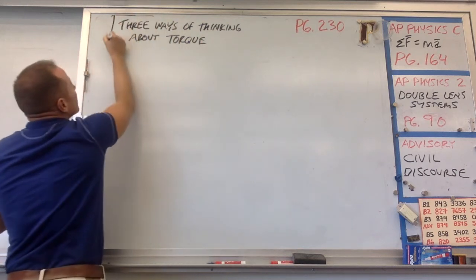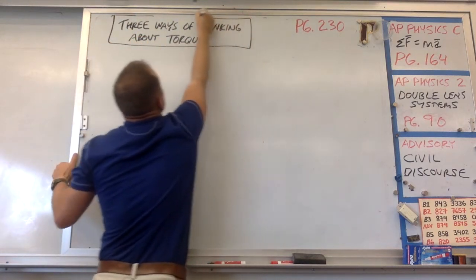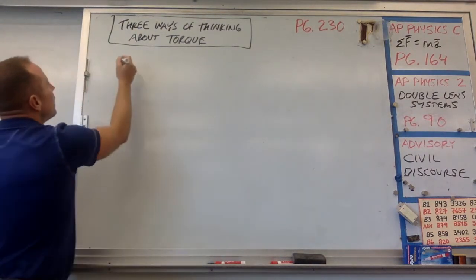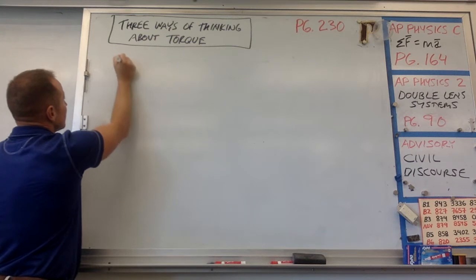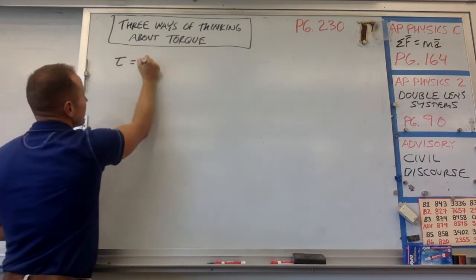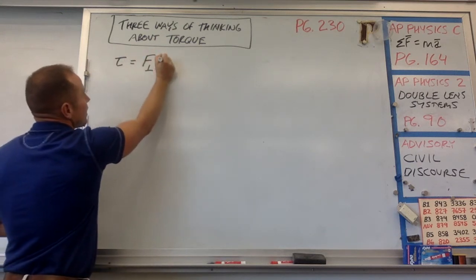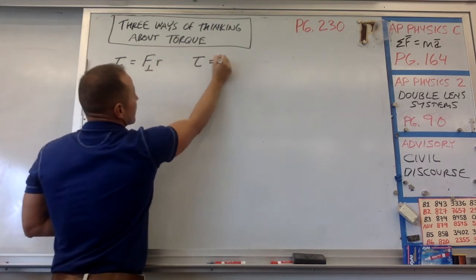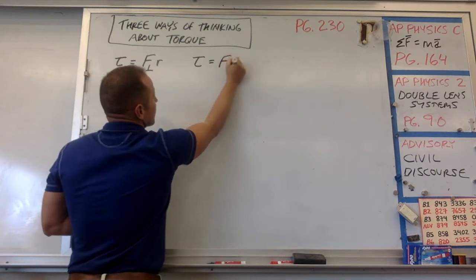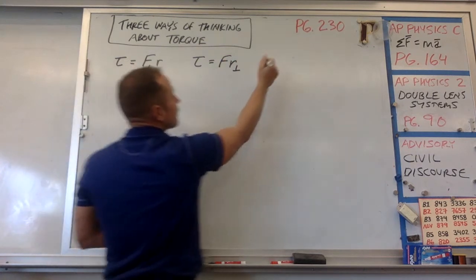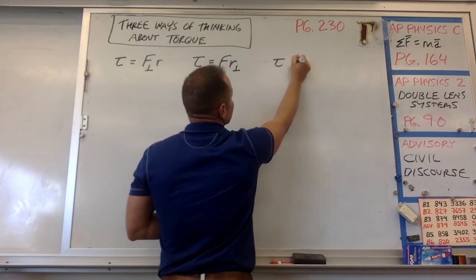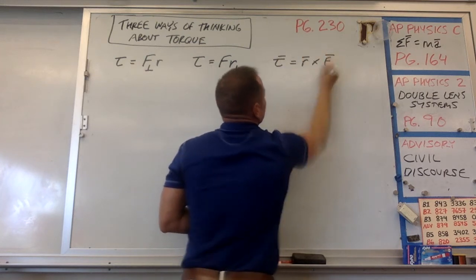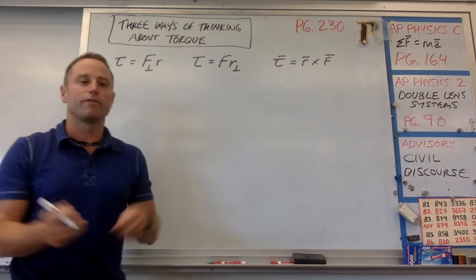So what I'll do is list the three ways, and then we'll use them in the same situation, just so you can see how they all play out. So the three ways are going to look like this. One is that torque is F perp times R, or torque is F R perp, or the final one is that torque as a vector is R cross F. So we're going to look at these three different ways of visualizing it.